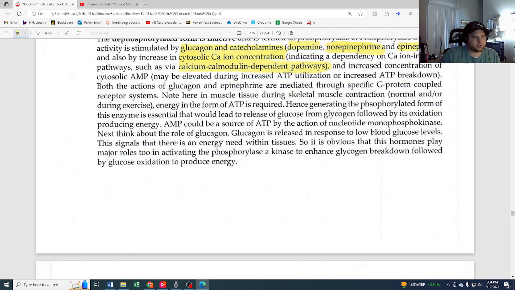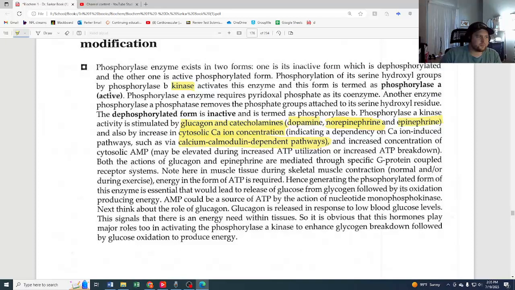Next, think about the role of glucagon. Glucagon is released in response to low blood glucose levels. This signals that there is an energy need within tissues. So it is obvious that this hormone plays major roles too in activating the phosphorylase A kinase to enhance glycogen breakdown, followed by glucose oxidation to produce energy. There's a lot of words in here.